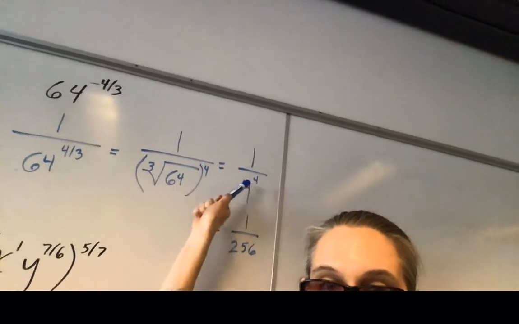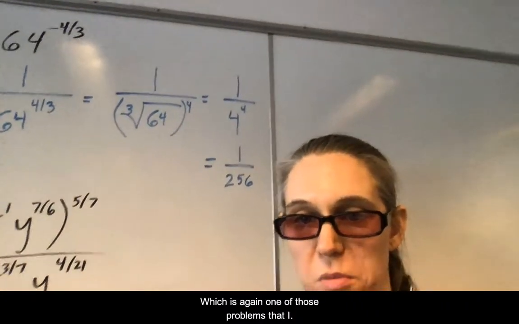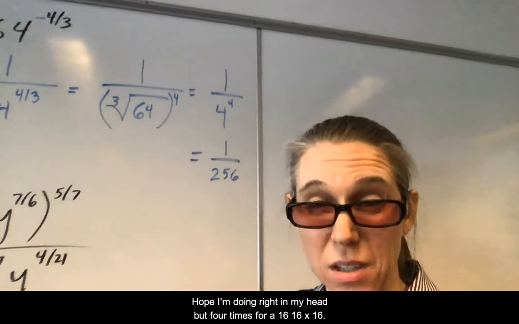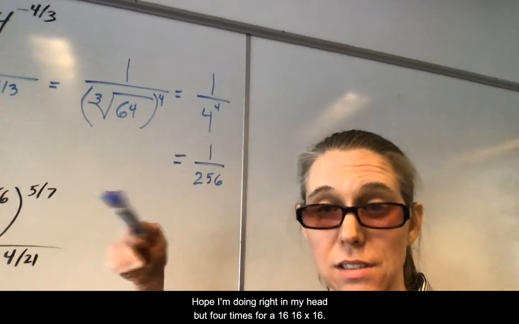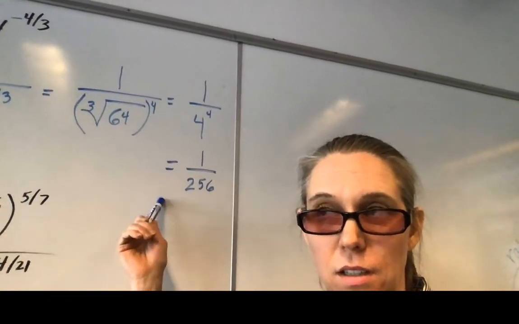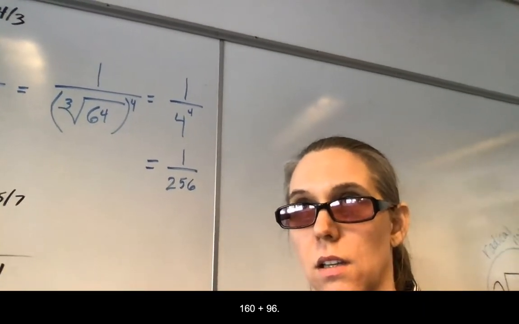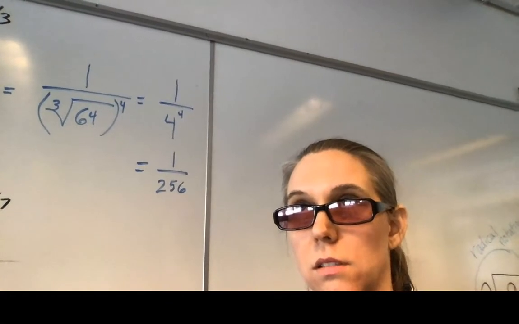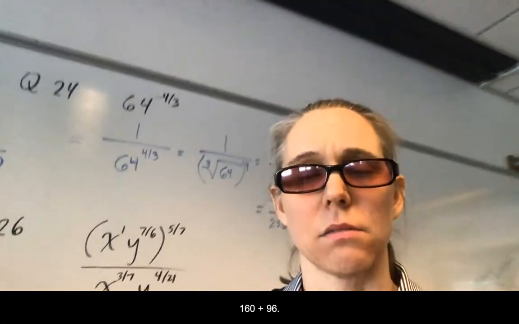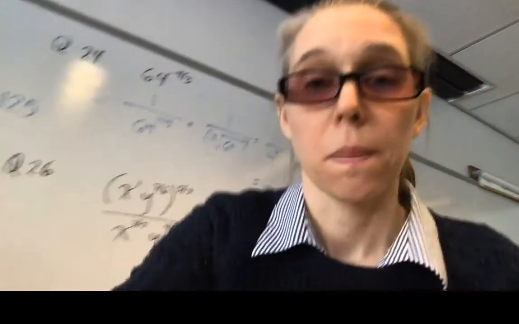See, 4 to the 4th power, which is again one of those problems that I hope I'm doing right in my head, but 4 times 4 is 16, 16 times 16 should be 256. Yeah, because that's 160 plus, whatever. Anyway, 160 plus 96? Yeah.